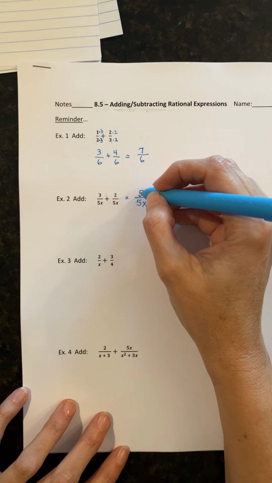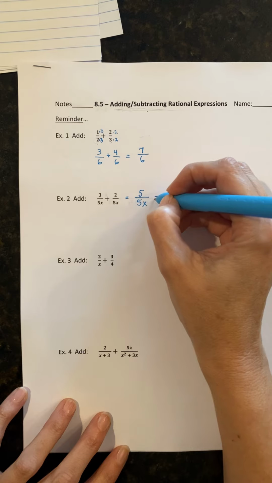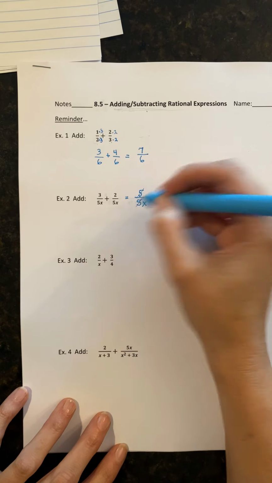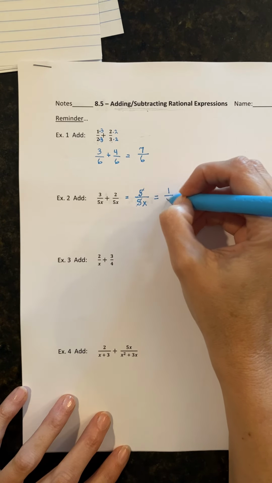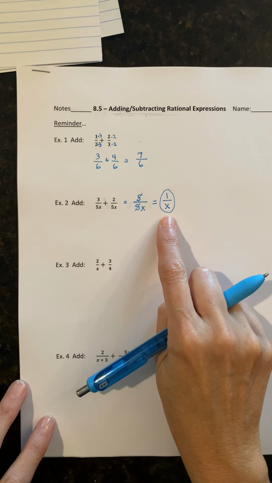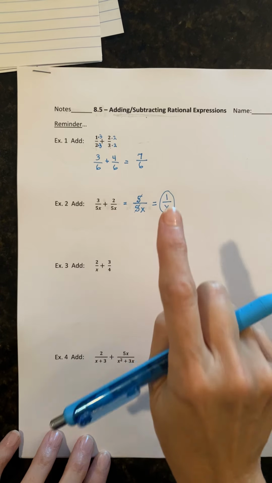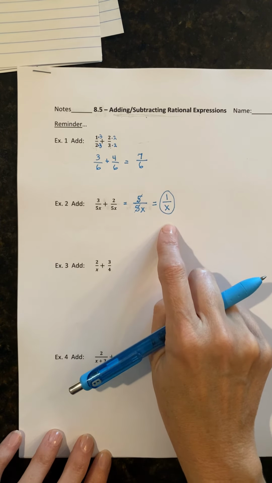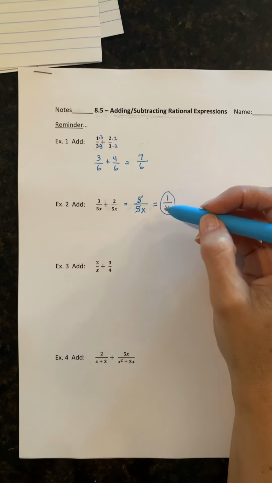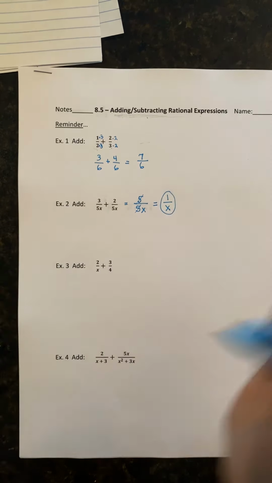All right, so then this can cancel. See, there's no pluses in there, right? And so the 5s can cancel, and you have 1 over x. So that is your answer. They may ask you for a restriction on the variable, so just remember, x cannot be 0, because then you'd have 1 over 0, and that's undefined. So just pay attention to whether in the problems they ask you for restrictions or not.